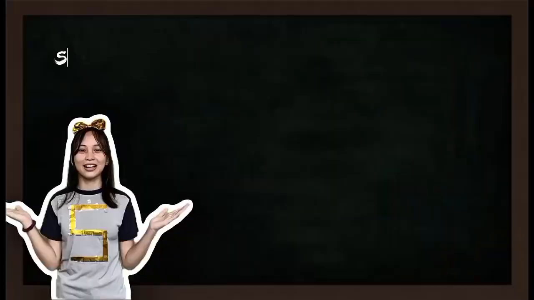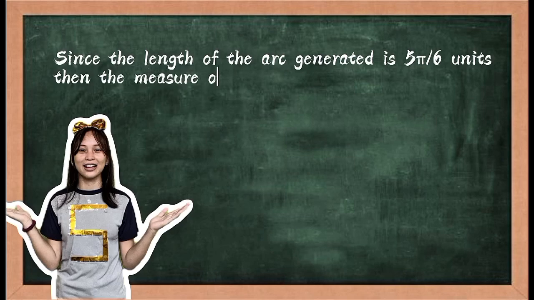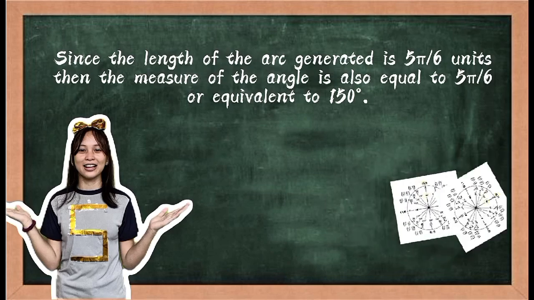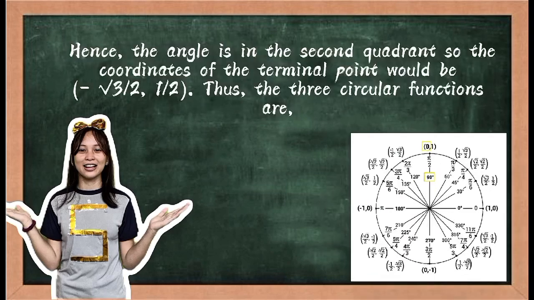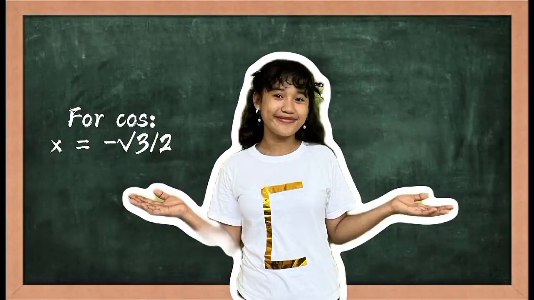Amazing question. Since the length of the arc generated is 5 pi over 6 units, then the measure of the angle is equal to 5 pi over 6, or equivalent to 150 degrees. Hence, the angle is in the second quadrant, so the coordinates of the terminal point would be negative square root of 3 over 2 and 1/2. Thus, the three circular functions are: for sine, y equals 1/2; for cos, x equals negative square root of 3 over 2.